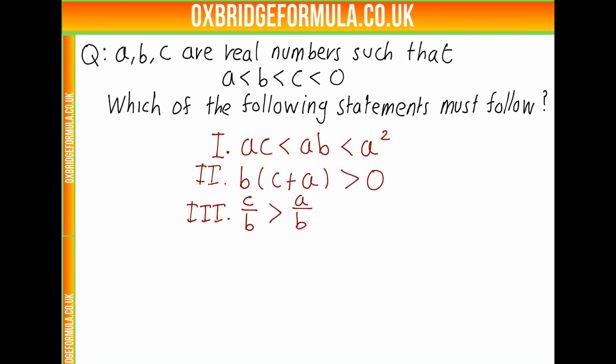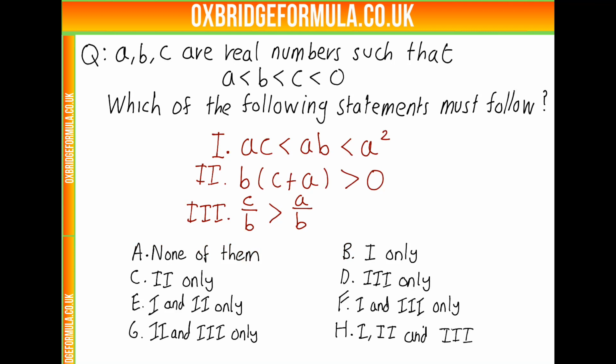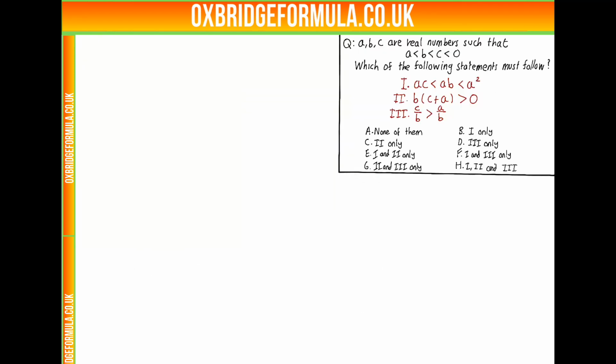So statement 1, ac is less than ab less than a squared. 2, b lots of c plus a is greater than 0. Or statement 3, c over b is greater than a over b. And we're given various combinations of what sets of statements could follow, varying from none of them following to some pairs of them following to all three following. So how do we start this?